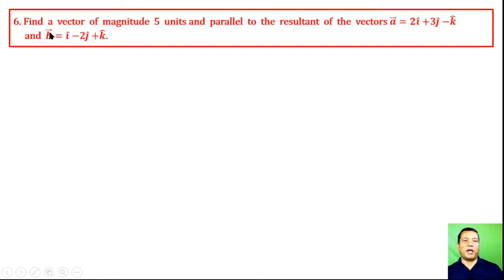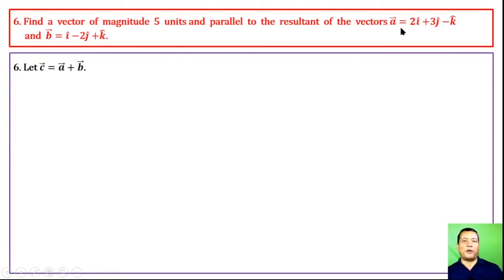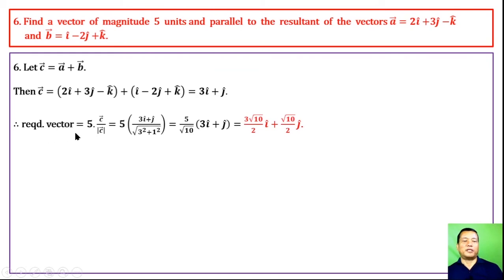Question number 6. Find a vector of magnitude 5 units parallel to the resultant of the vectors A and B. A amasu B ge resultant the parallel oiba magnitude 5 oiba vector ama putu u haiba. Let C equal to A plus B. Then C as the vector, and C tinsinaradi thrice i plus k plus Z. Required vector is 5 times of unit vector along C vector.